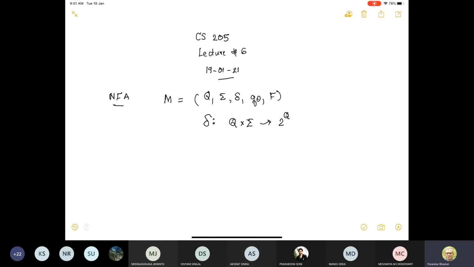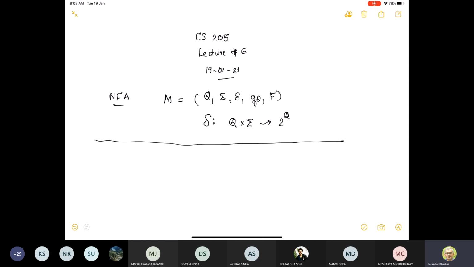And we took an example to illustrate the behavior of non-deterministic automata, but we didn't define the behavior formally. So that's what we are going to do today. So first of all, did we do this? We didn't do this, right? Anyway, even if we did it, there's no harm in repeating that.